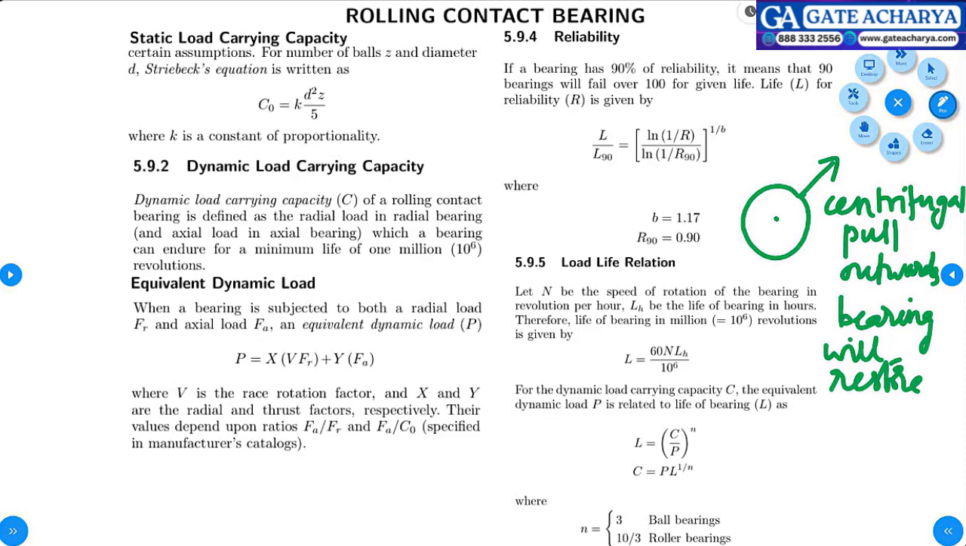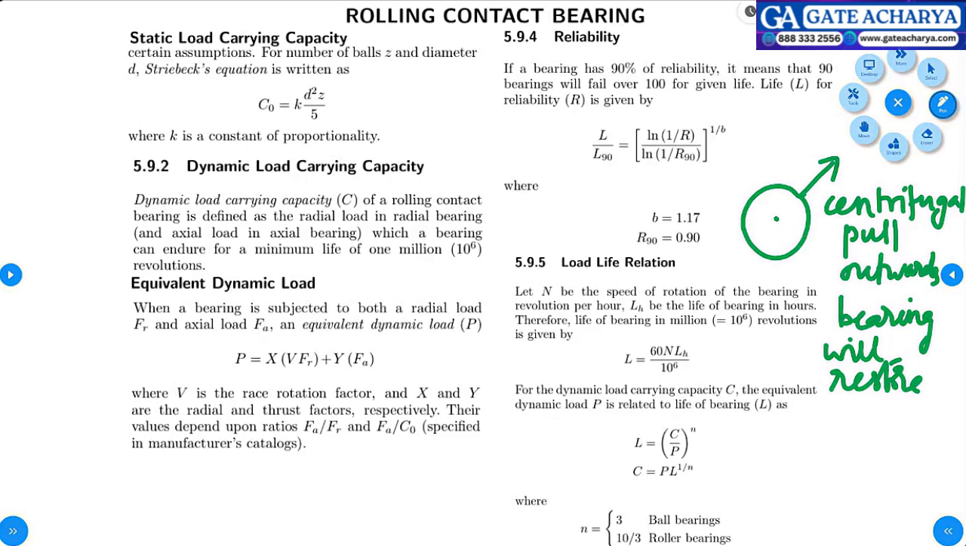So I'm taking a set of bearings. If a bearing has 90% reliability, it means that 90 bearings of the same type will fail over 100 for a given life. I'm having a set of bearings, say 100 in number. 90 bearings will fail. That is called 90% reliability. If I bring another set, say 35 in number, how many of them will fail? That is nothing but reliability R.